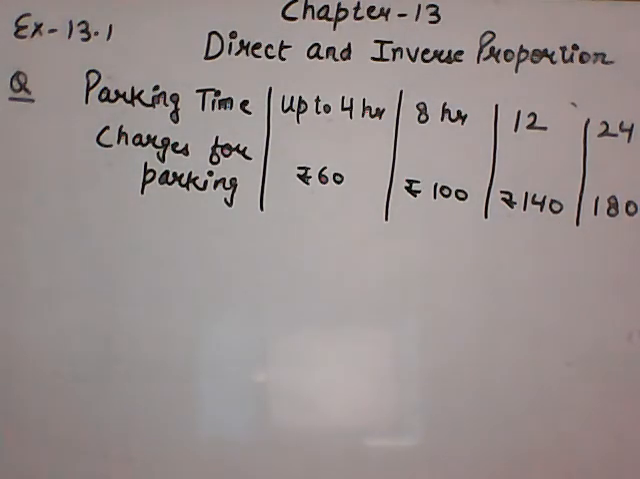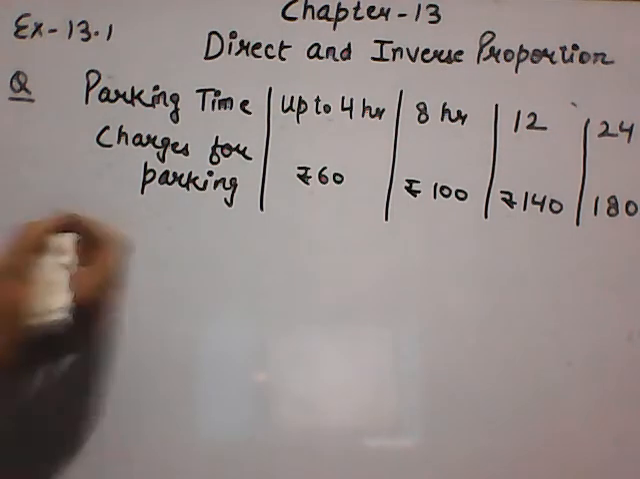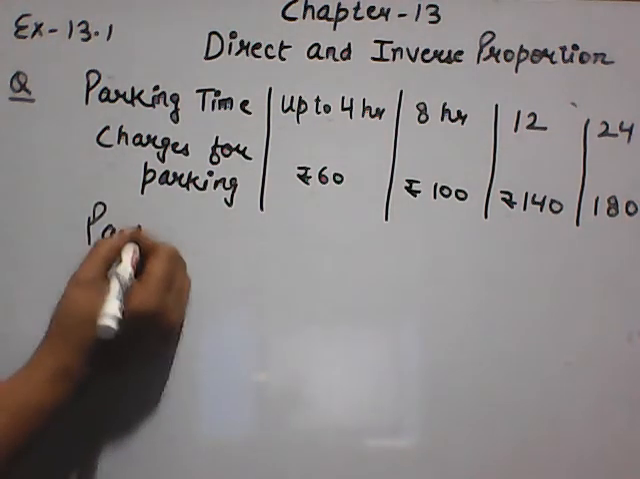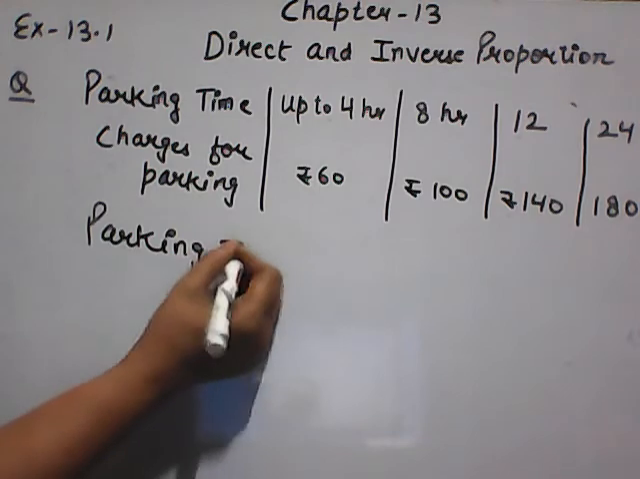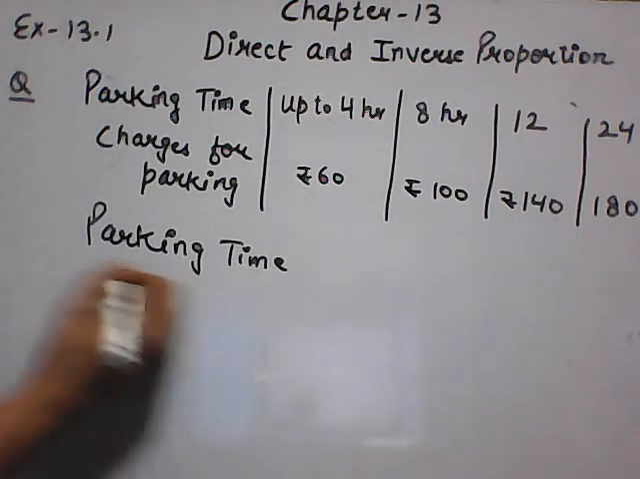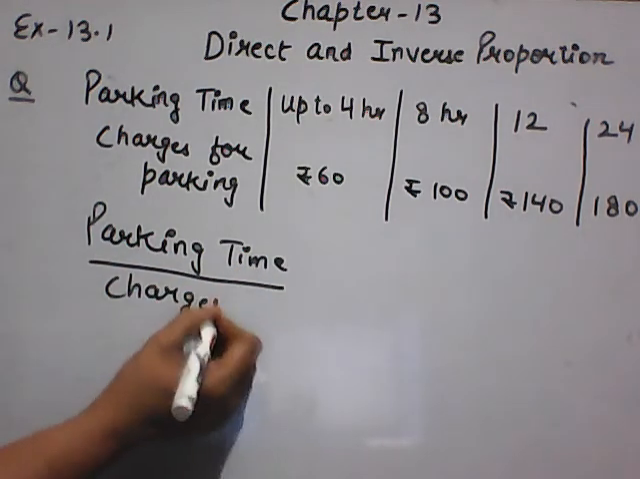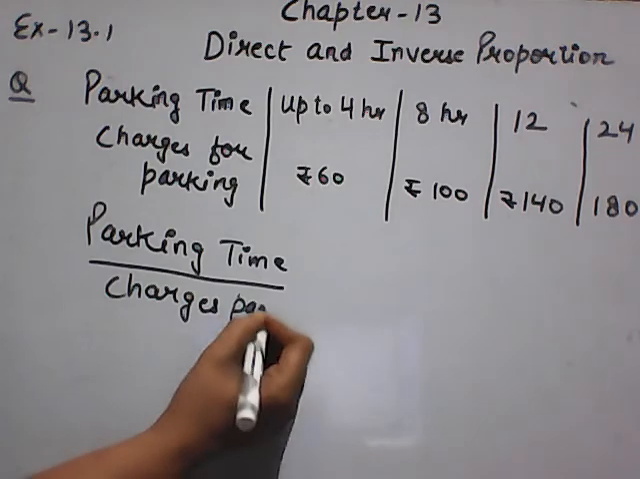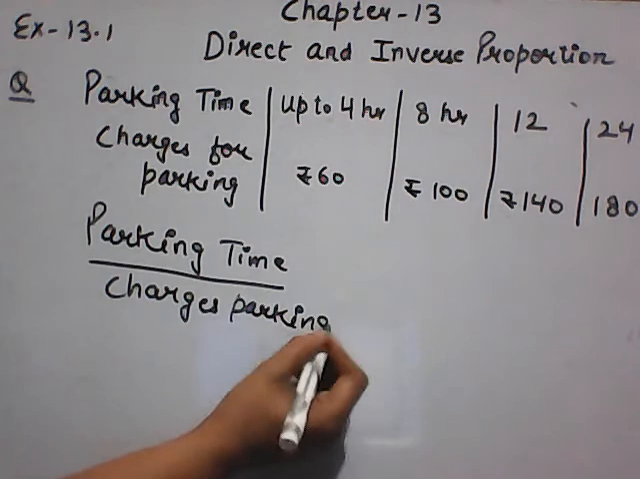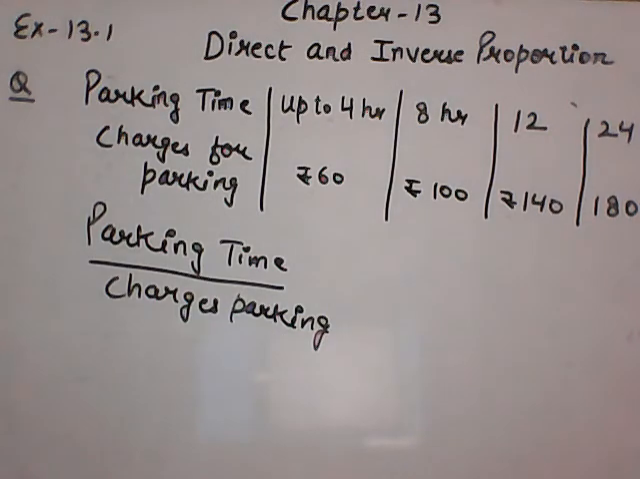Now you have to check if the parking charges are in direct proportion to the parking time. You have to check the ratio of parking time and charges for parking. If the ratio for various sets of parking time and parking charges is the same, then you can say these are in direct proportion. If the ratios are not the same for various sets, then you can say these are not in direct proportion. So you have to check.